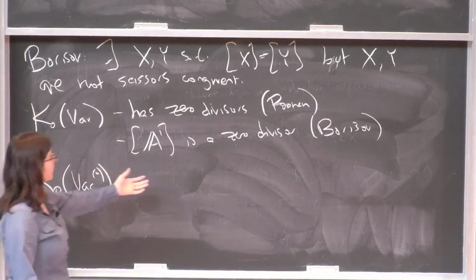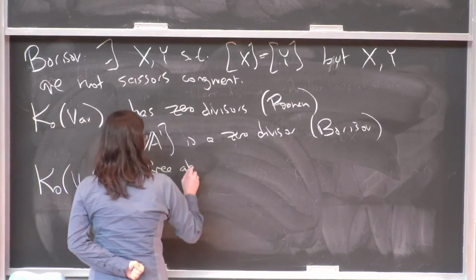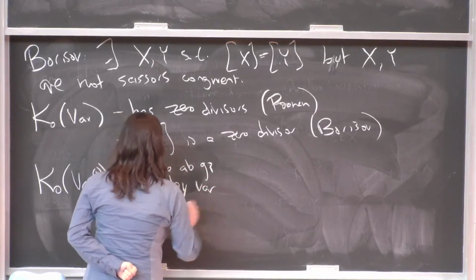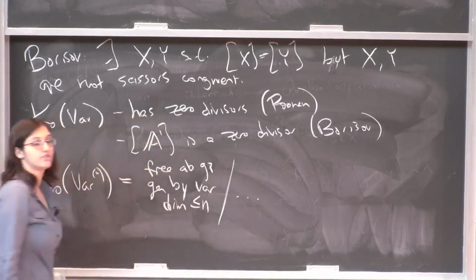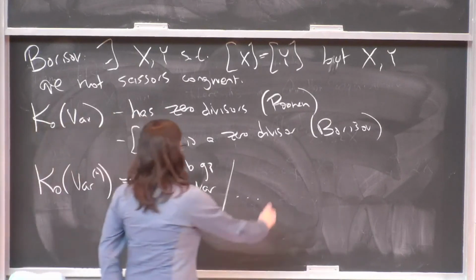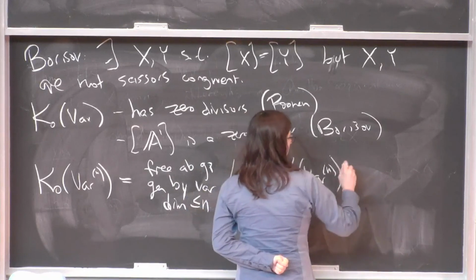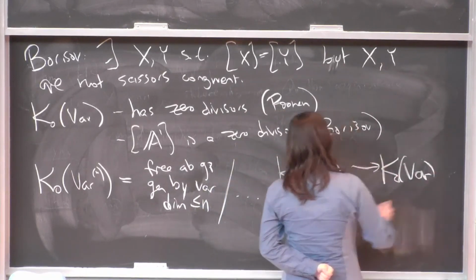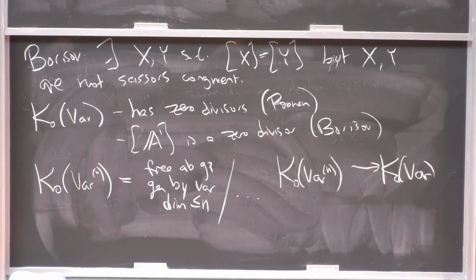And so we should be able to define a group like this, where we have the free abelian group generated by varieties of dimension less than or equal to n, modulo the same relation. We have an obvious map, K0 varieties of dimension n going to K0 varieties. And in fact, we can sort of compute the graded that this gives us.